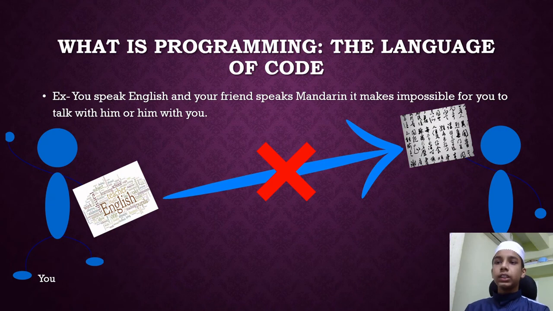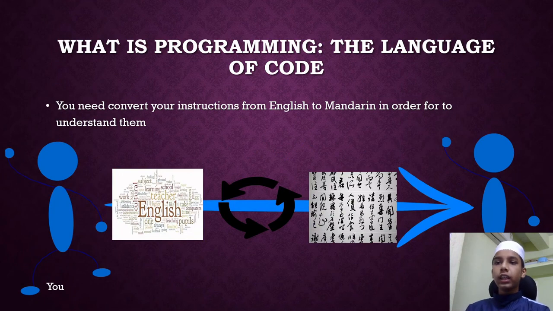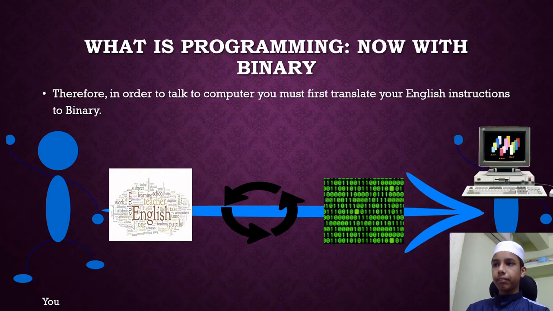For example, you speak English and your friend speaks Mandarin. It makes it impossible for you to talk with him or him to talk with you. So you need to convert your instructions from English to Mandarin in order to understand each other. Now with a computer, in order to talk to the computer, you must first translate your English instructions to binary.